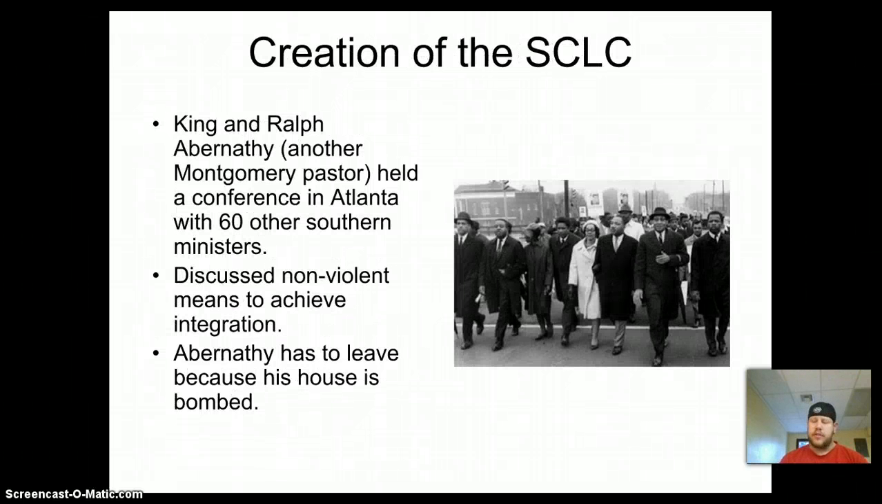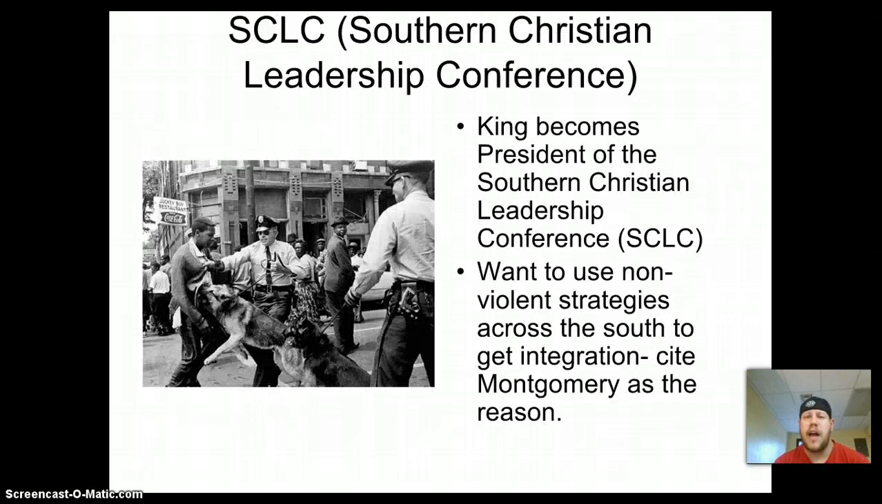And so Ralph Abernathy and Martin Luther King Jr., called pastors, worked together at a conference in Atlanta with 60 other Southern ministers, creating the SCLC, the Southern Christian Leadership Council, which basically discussed how African Americans could non-violently try to make change. Okay, the non-violent means to achieve integration, force integration to happen. Actually, Ralph Abernathy, you see him next to King here, had to leave the conference because his house was bombed in Montgomery. So it was definitely looking at doing non-violent things to get that violent reaction.